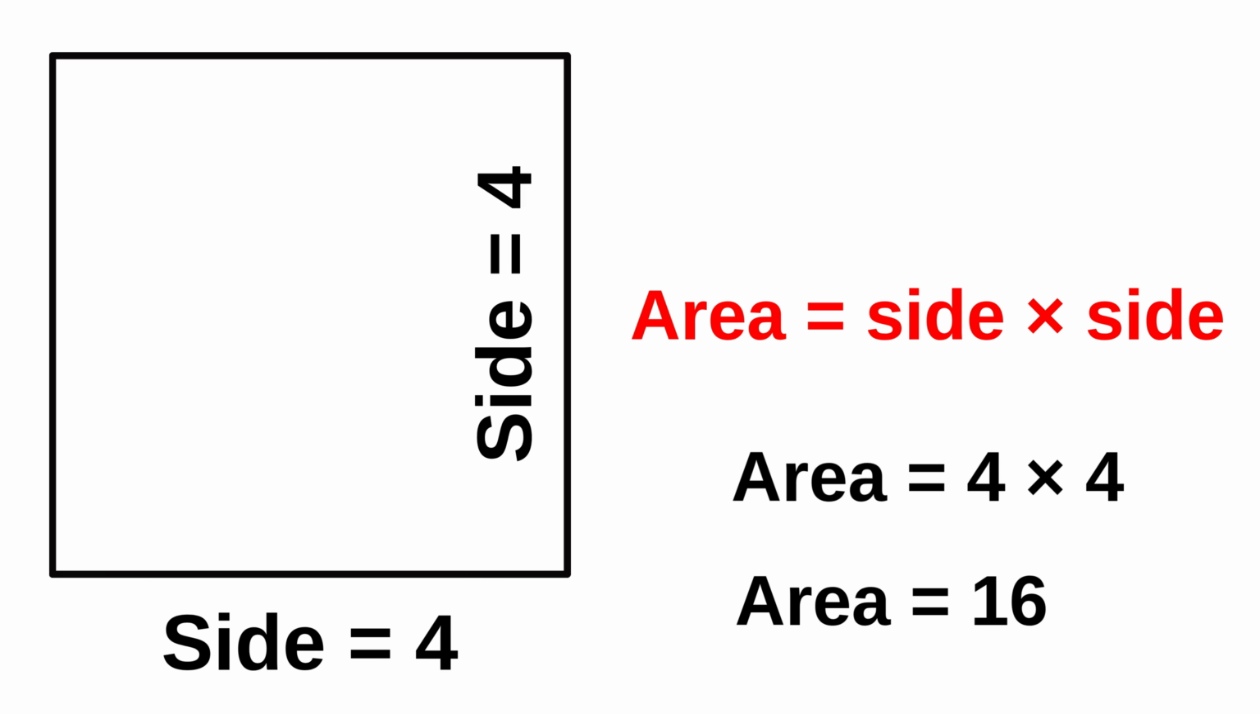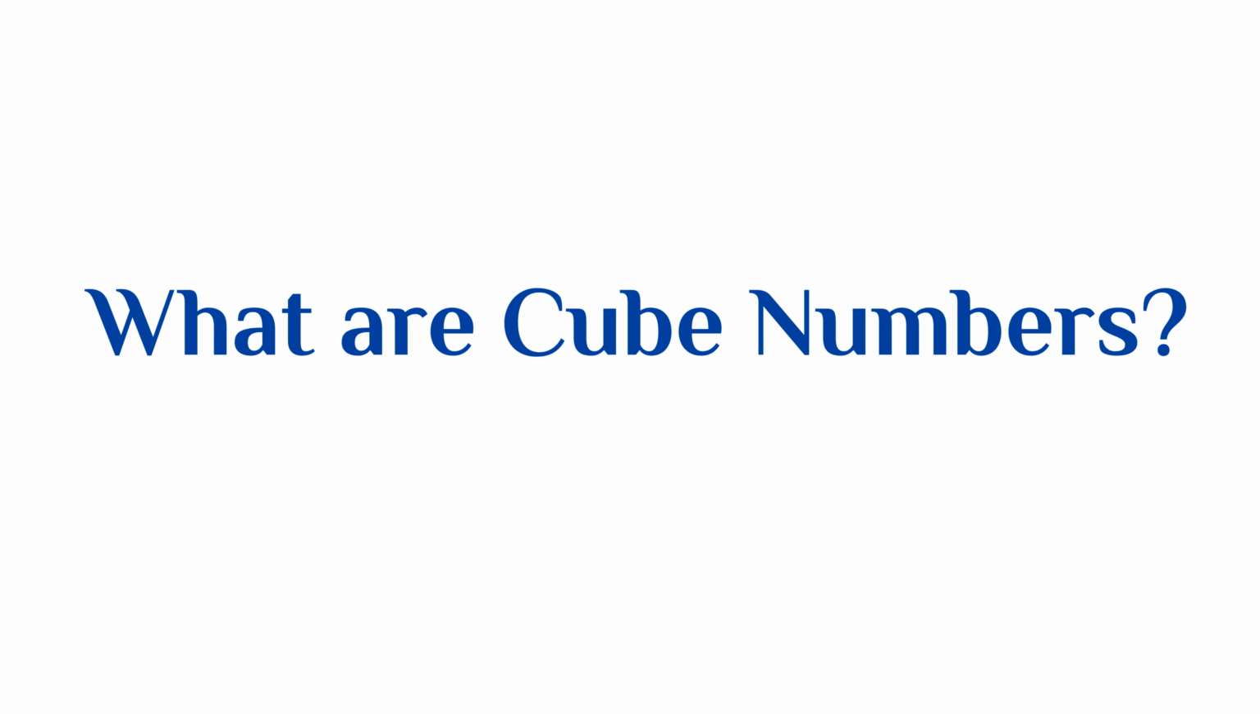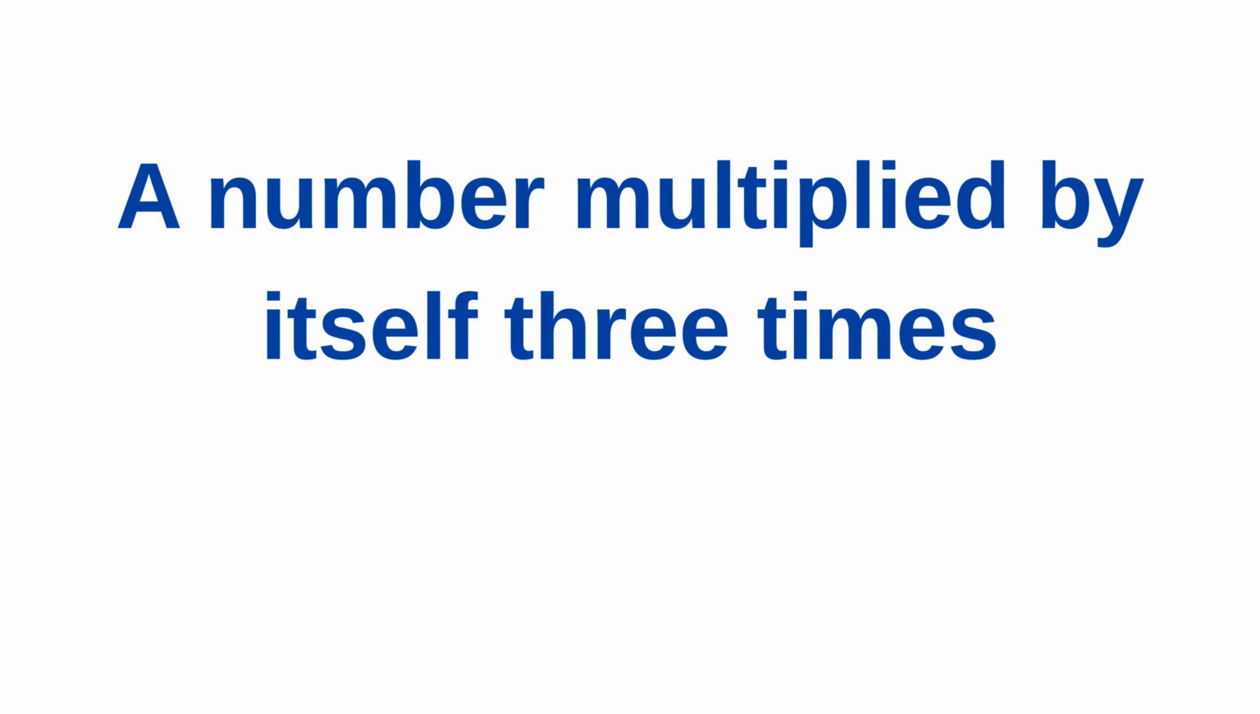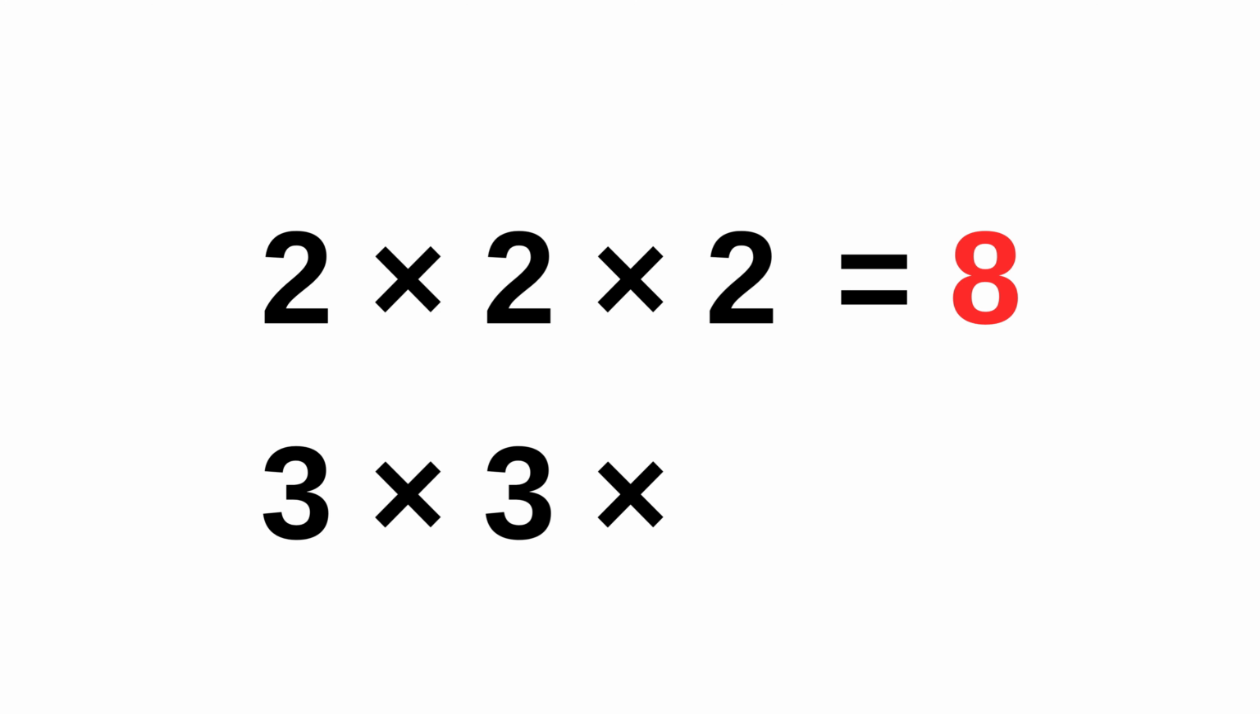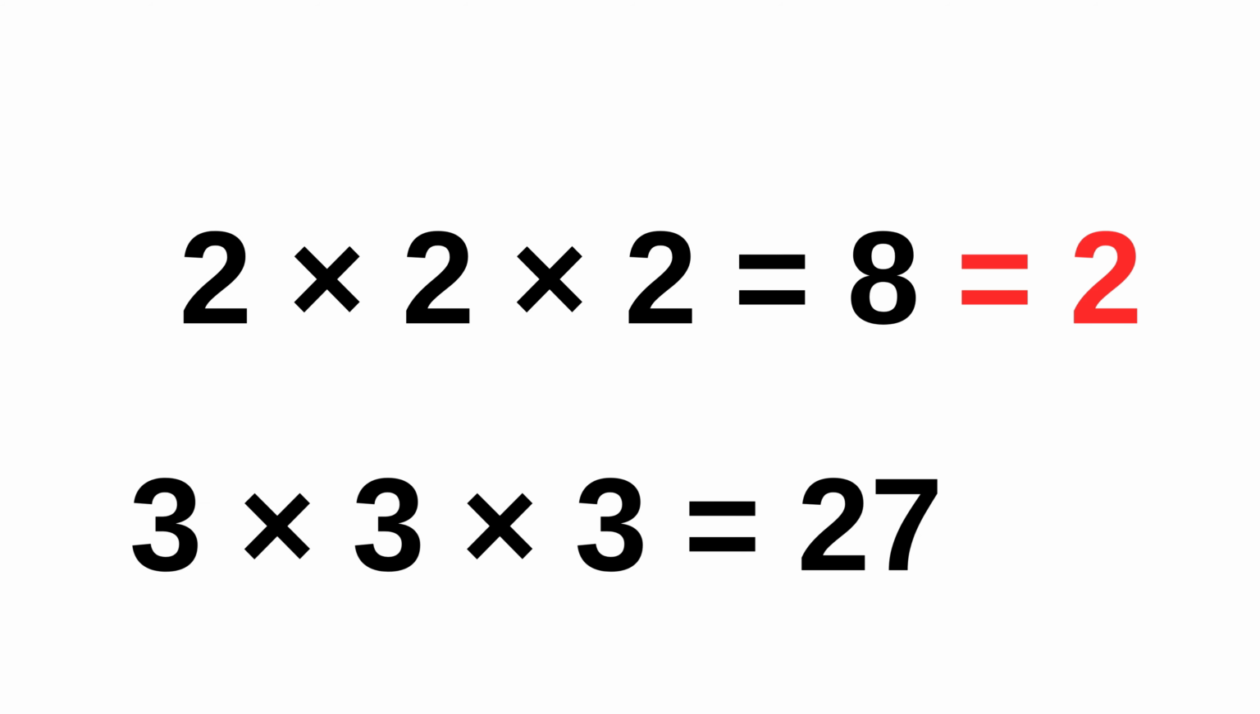Now that we know about squares, what about cube numbers? A cube number is obtained when a number is multiplied by itself 3 times. For example, 2 into 2 into 2 equals 8, or 3 into 3 into 3 equals 27. We write this as 2 with a power of 3, or 3 with a power of 3, and we read it as 2 cubed or 3 cubed.